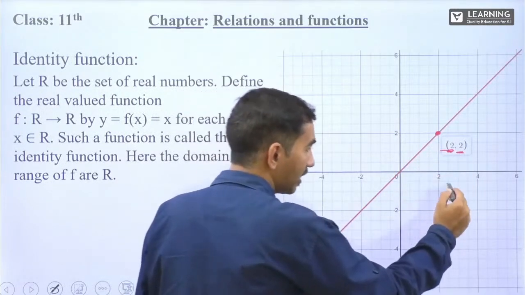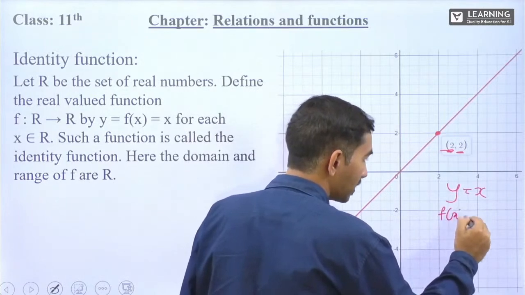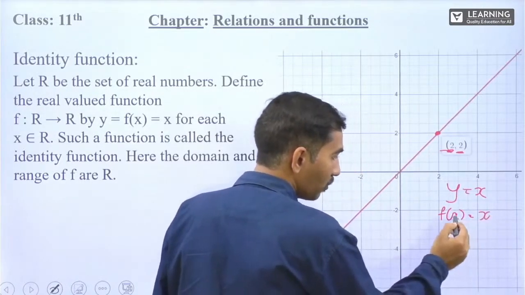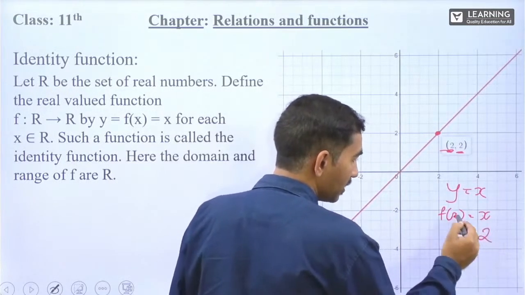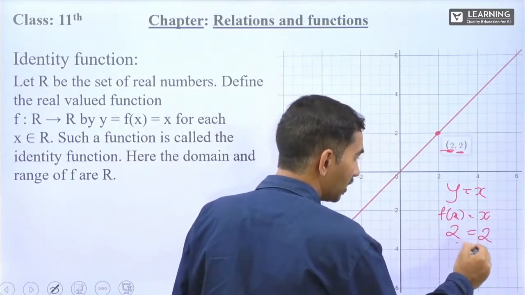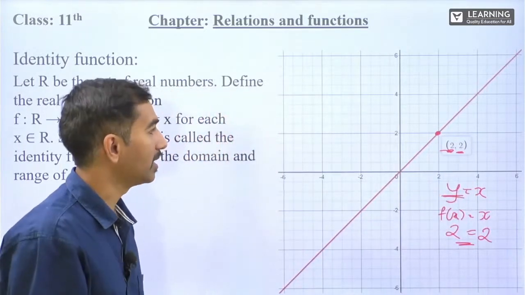So what can we write here? y is equal to x, or f of x is equal to x. So what are you inputting in the place of x, students? In the place of x, you're inputting 2, right? So f of 2 is nothing but equal to 2 only. So that is nothing but equal to y. Understanding? So see the next point as well.